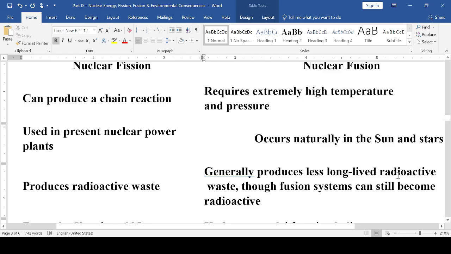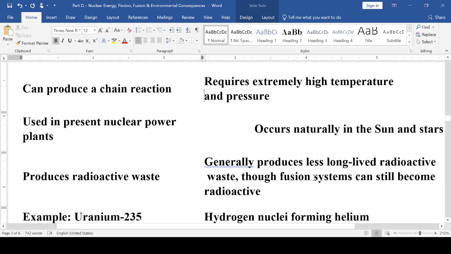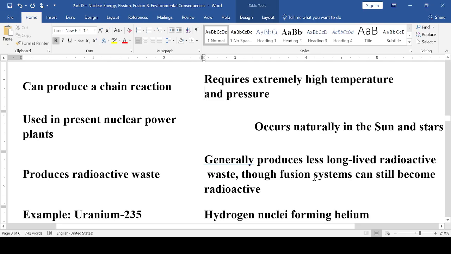Used in a present nuclear plant, occurs naturally in suns and stars. Nuclear fission produces radioactive waste. Fusion generally produces less long-lived radioactive waste, though fusion systems can still become radioactive. Fusion will produce a radioactive waste.